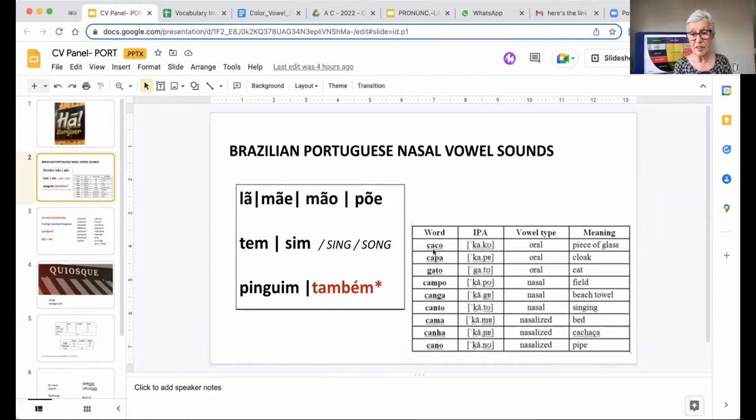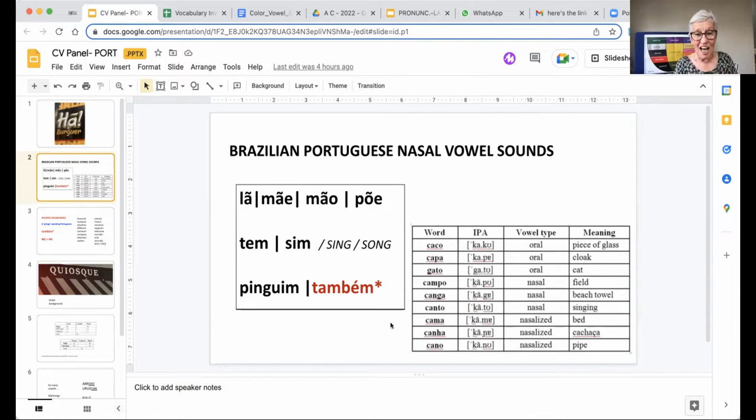Now, looking at another example, if we have, for example, the vowel A, it's A. And thanks to Gabriela Tinoco, I did not realize that the A in Portuguese or Spanish is actually a little higher than the English one. And she had the idea of this invisible string. Pull your tongue down to make your A in English, right? So anyway, we have the pure A, caco, capa, gato, etc. But then here we have campo, canga, canto, cama, canha, cano. We bring that into English.